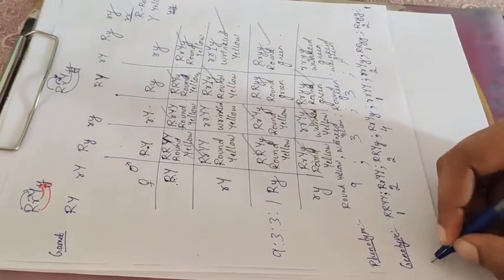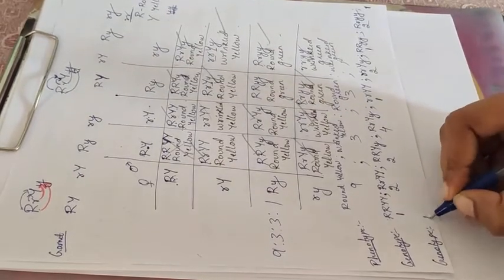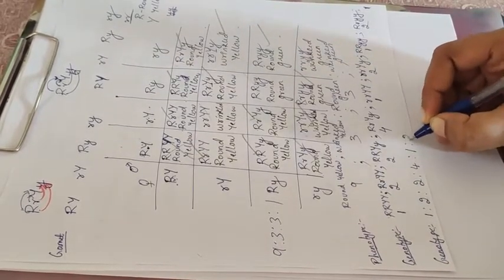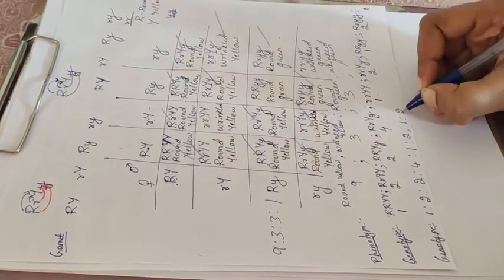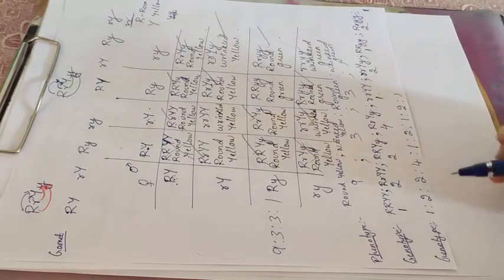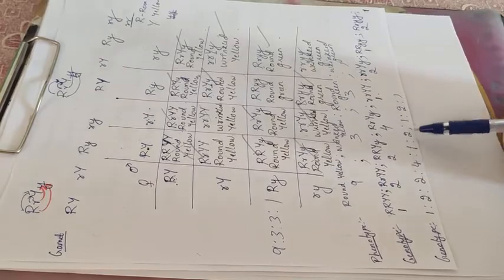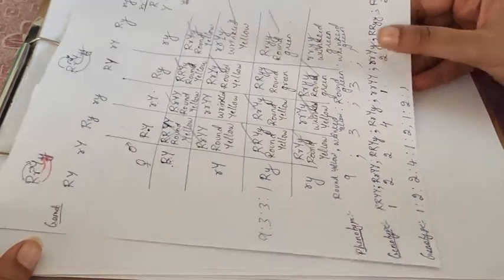So, totally the genotype ratio of dihybrid crosses is 1:2:2:4:1:2:1:2:1. So totally there are 16. We have got all the 16. Got? I'll repeat once again.